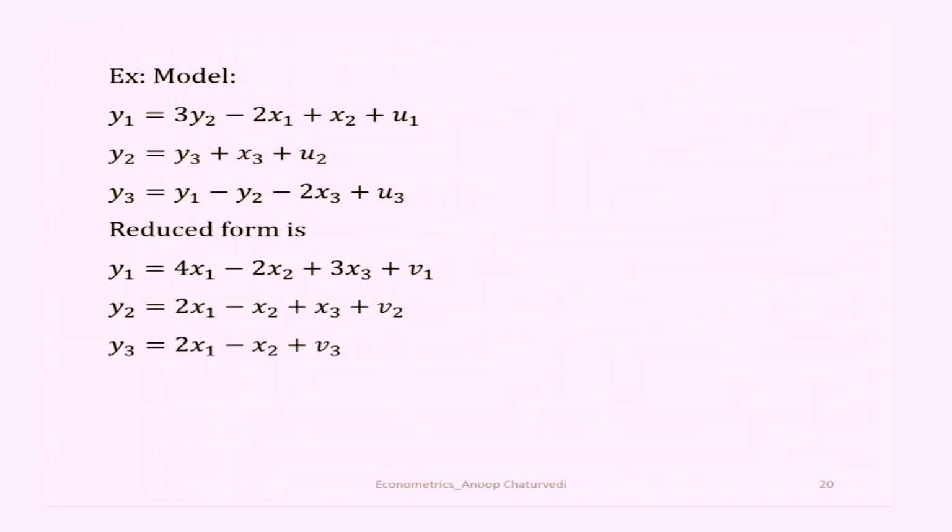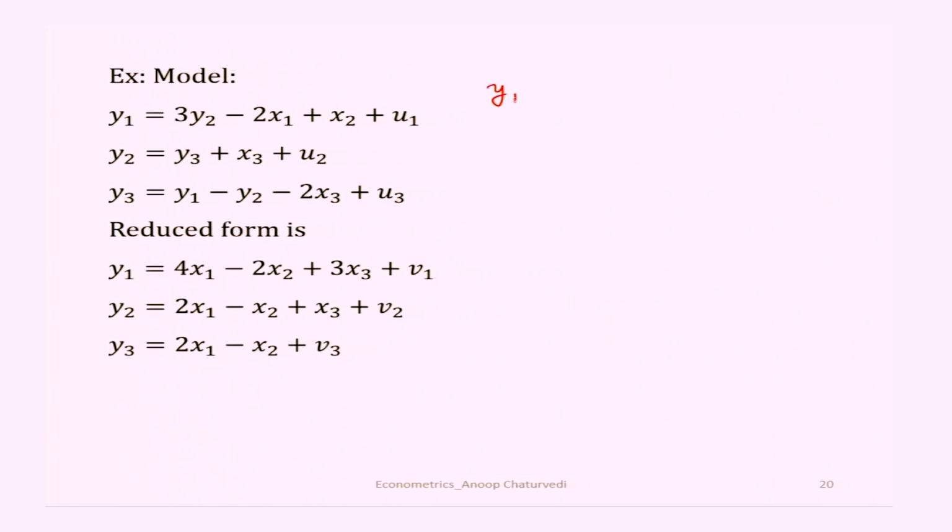So, let us consider this example. Here we have taken the coefficients to be known, so that we can easily get the reduced form. Your model is y 1 equal to 3 y 2 minus twice x 1 plus x 2 plus u 1. The second equation is y 2 equal to y 3 plus x 3 plus u 2, and the third equation is y 3 equal to y 1 minus y 2 minus twice x 3 plus u 3.